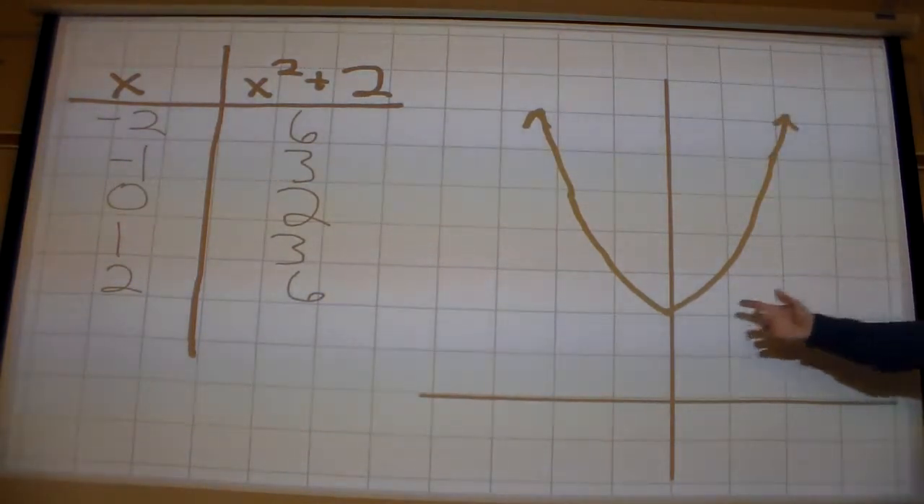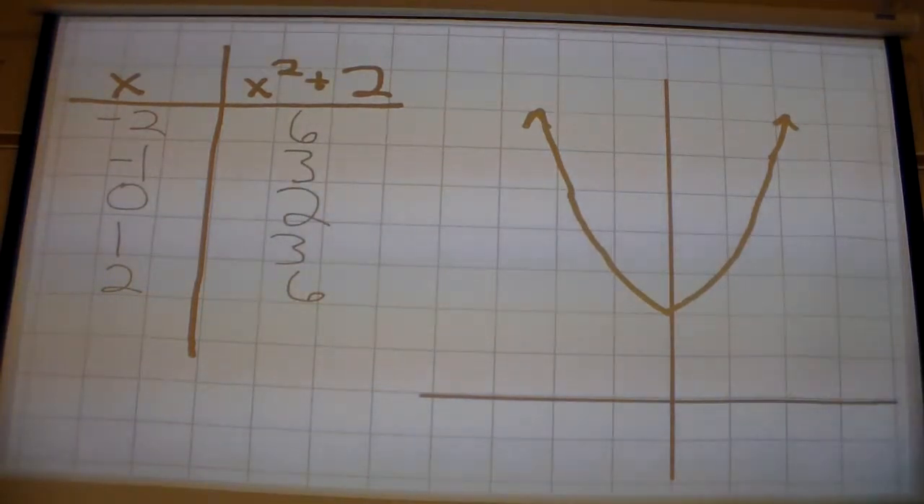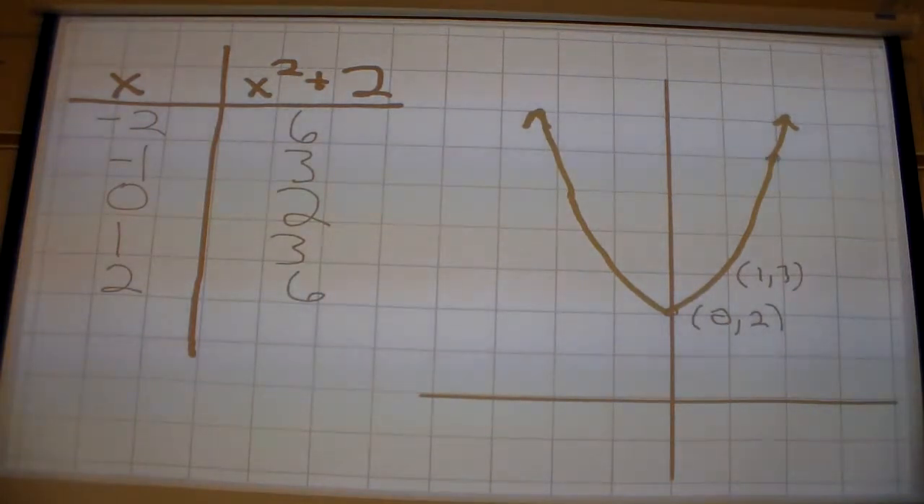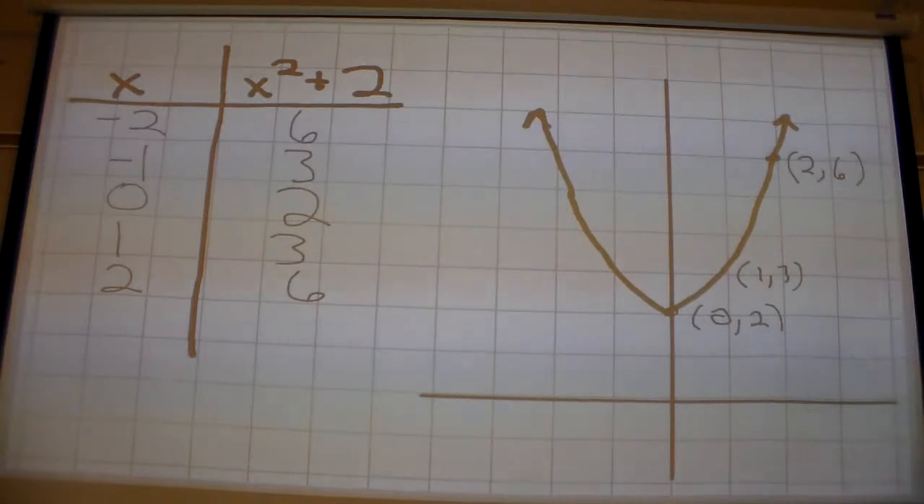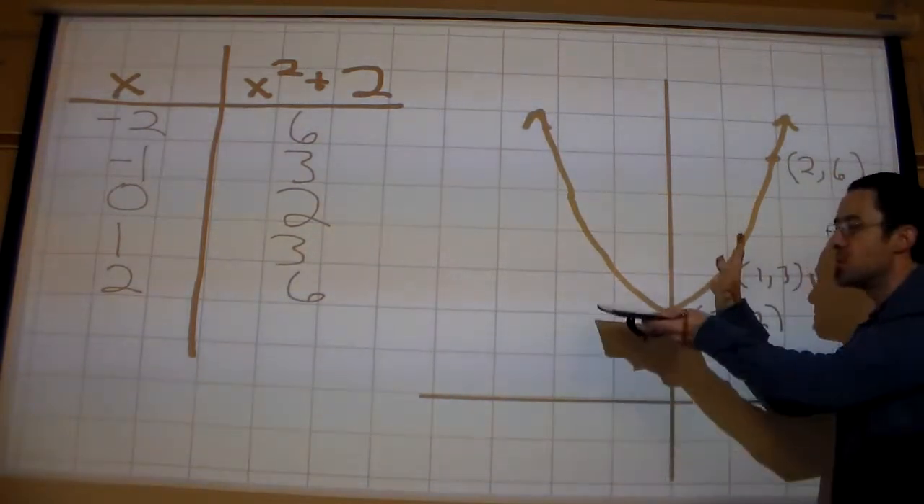Is that the graph? Absolutely. We even hit the points. We got 0, 2. We got 1, 3. And 2, 6. Okay? How did that change from the original one we had? The parabola moved up. So what did the 2 end up doing to it? It moved it up. Yeah, it picked everything up and it said, you're going up 2.